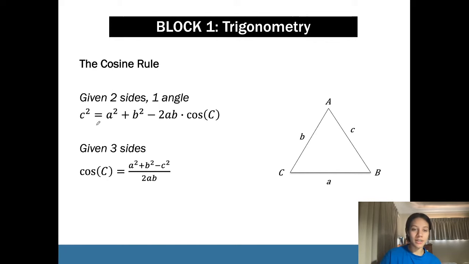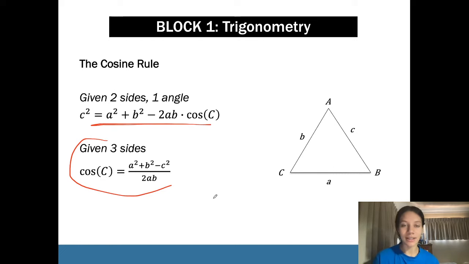And then we have also a version of the cosine rule where we have 3 sides. That's where you just rearrange the original cosine rule to find an angle. So a couple of applications there.